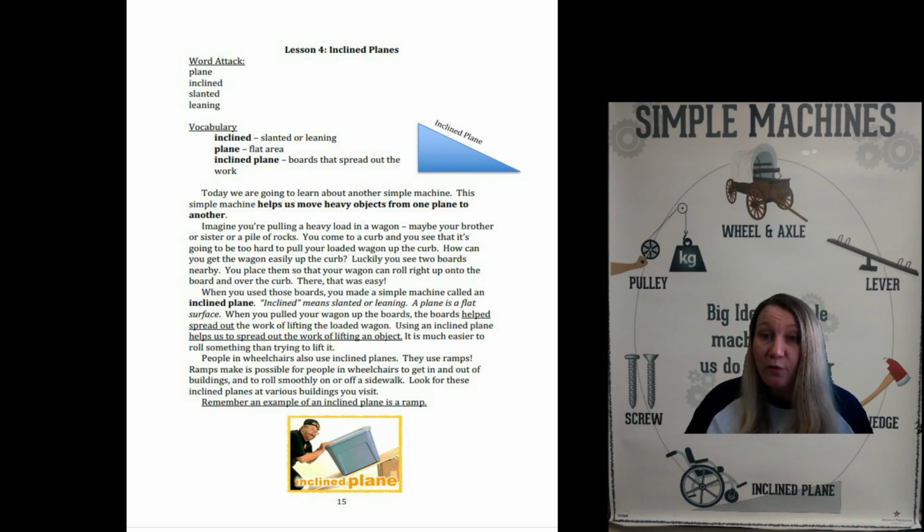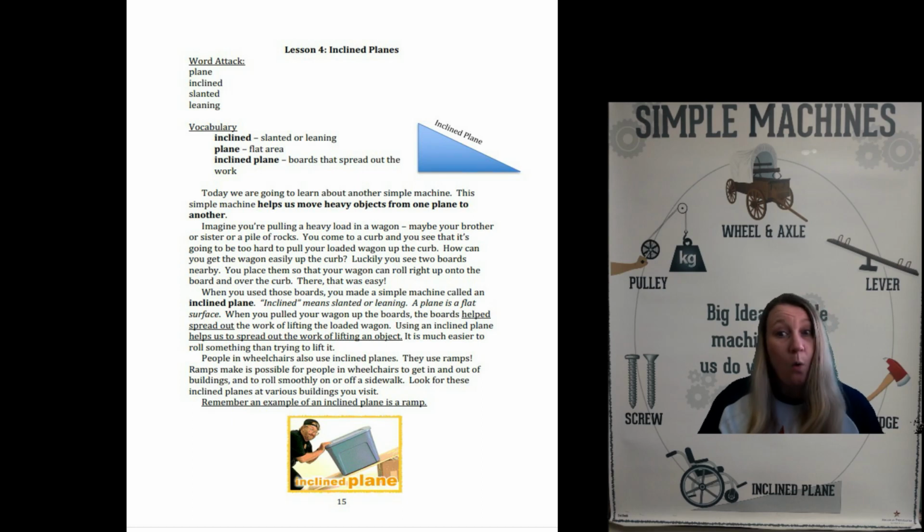All right, let's move down to the vocabulary words. The first vocabulary word is inclined. Inclined means slanted or leaning. Slanted or leaning. That's what inclined means. A plane is a flat area. What's a plane? Yes, a flat area.